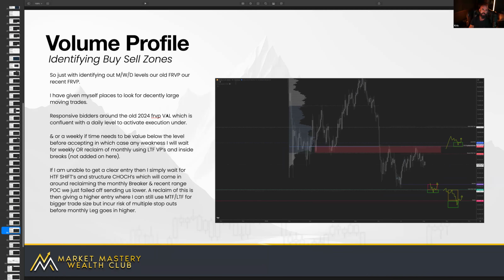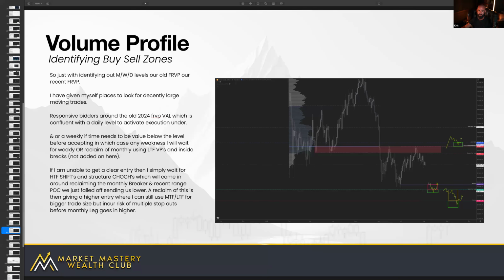So with identifying our monthly, weekly, and daily levels, our old FRVP, our recent FRVP, I've given myself places to look for decent large moving trades, responsive bidders around the old 2024 volume profile VAL, which is confluent with a daily level to activate and execute under. Again, we have that level that's directly underneath the new monthly level. So this is if we actually sweep the low, and there's a daily level from the left that comes out from underneath that.